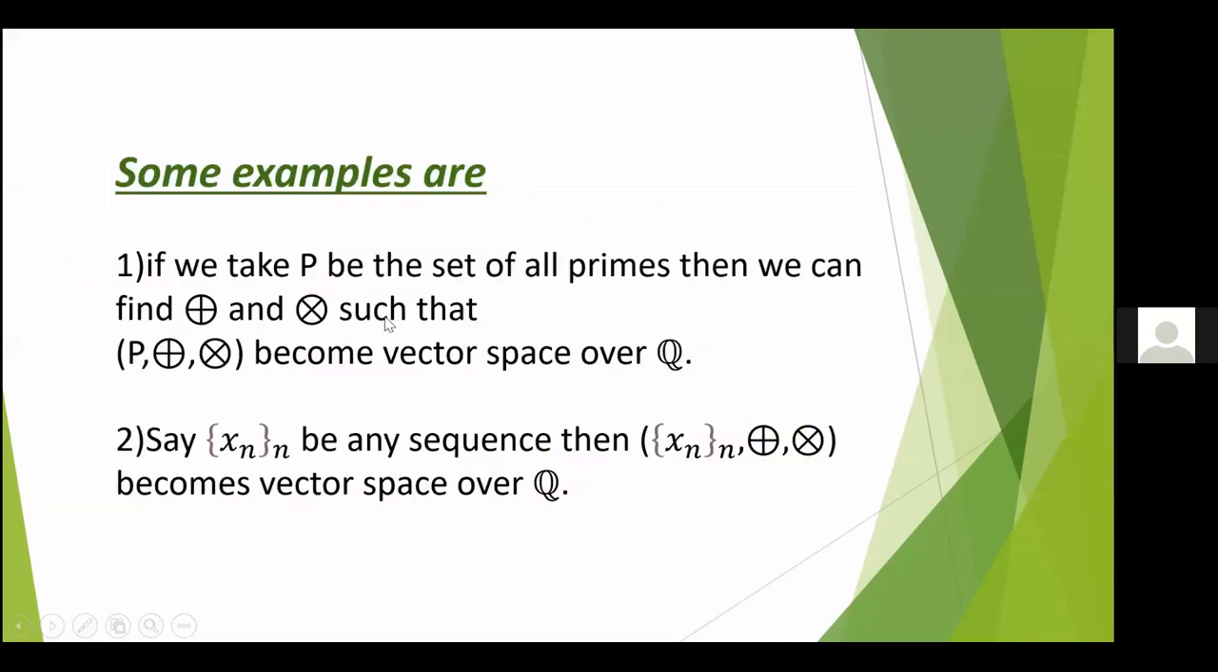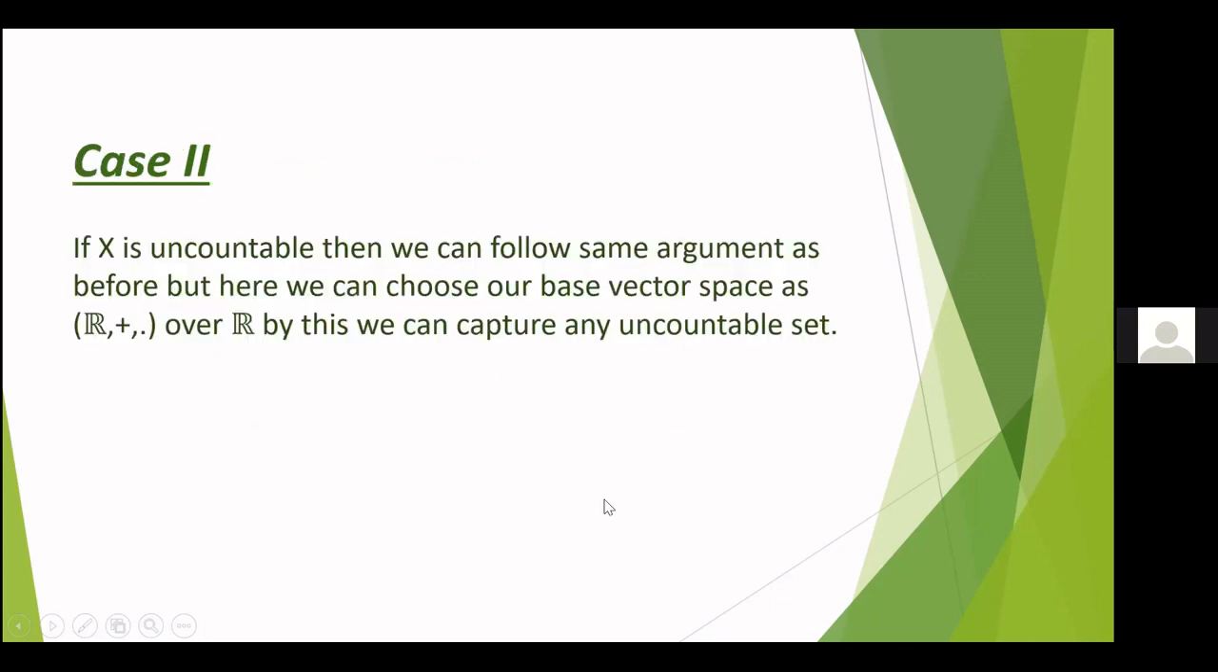Now here is some example. What is the advantage of constructing such an operation? You see, previously we saw that the set of all primes is not a vector space, but now you see that we can find some operation such that we can make the set of all primes a vector space over Q. Similarly, say xn is any sequence, then you can find some operation such that xn will be a vector space over Q. Now here is case 2.